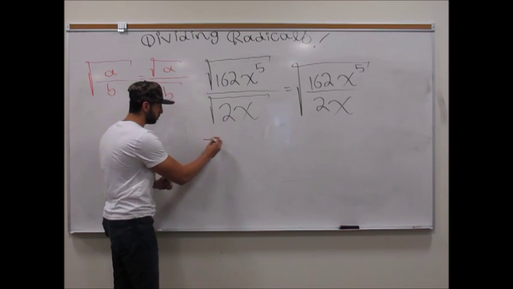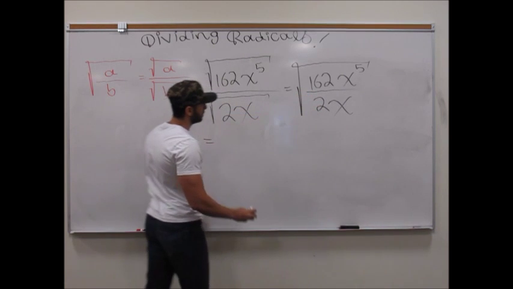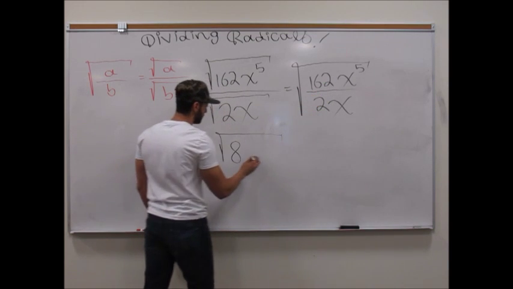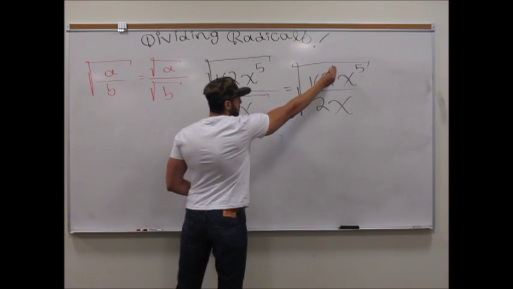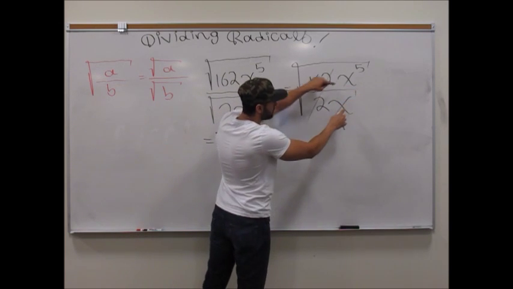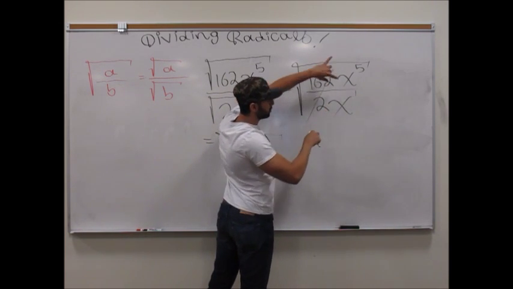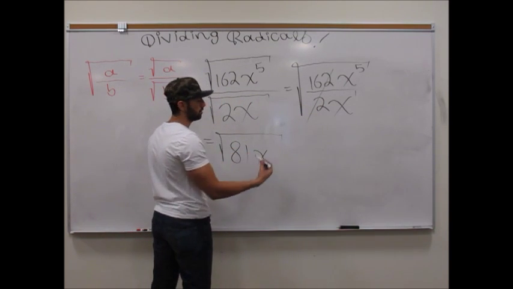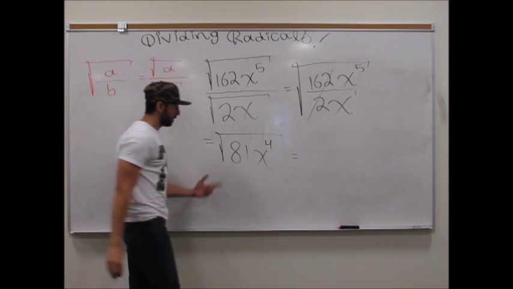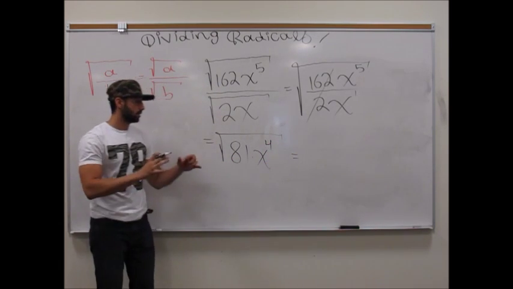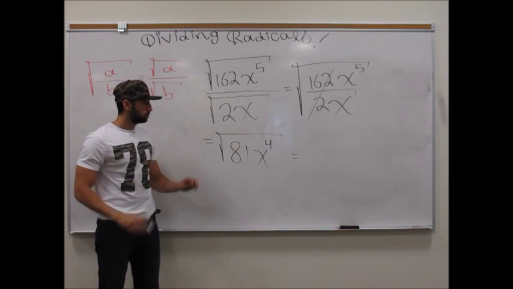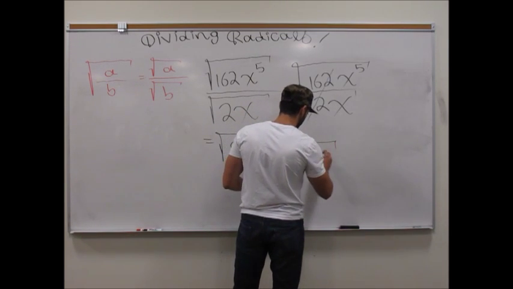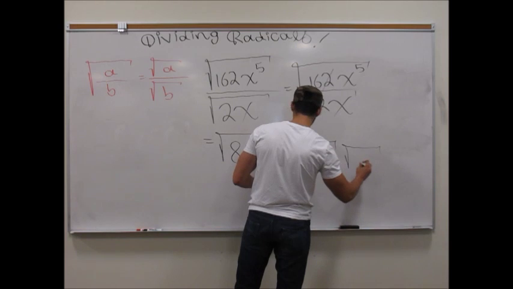So then now 2 goes into 16 8 times, and then 2 goes into 2 just 1 time. So that's what this becomes. And then when you have the same base and it's division, what do you do with the exponents? You subtract them. So then it's going to be x to the 5 minus 1, which is 4. And then you notice that this is multiplication, so you could distribute the radical over multiplication if you want. You don't have to, but you could write this as rad 81 times rad x to the 4th.